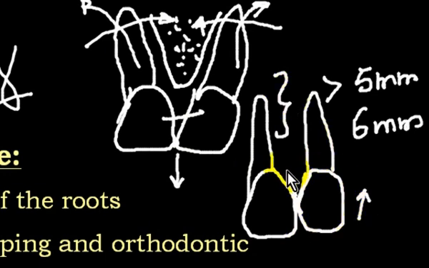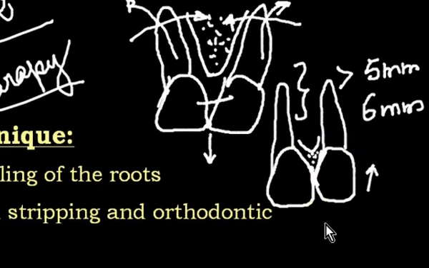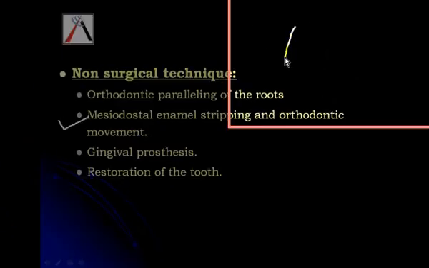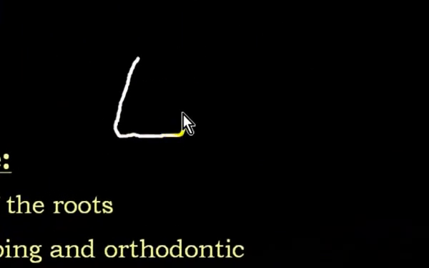And what we get is squeezing of the papilla. There is less space here. This papilla squeezes and it falls. This is the orthodontic non-surgical technique for the correction of the papilla loss. Then we have another technique, that is mesiodistal enamel stripping or orthodontic movement. This technique is specially applicable if you have these conical shaped incisors.